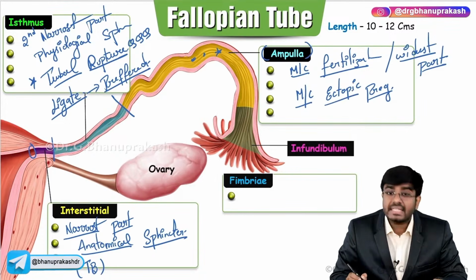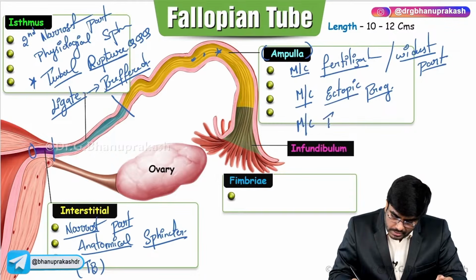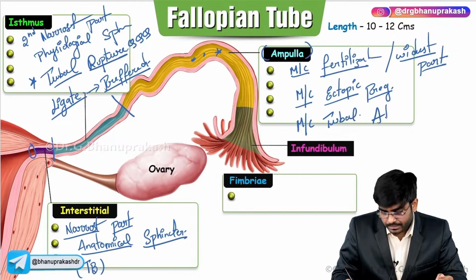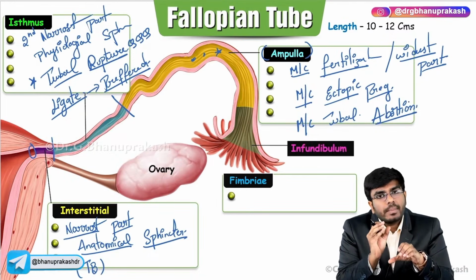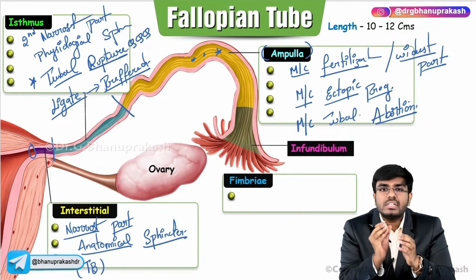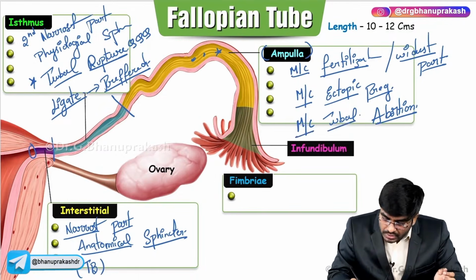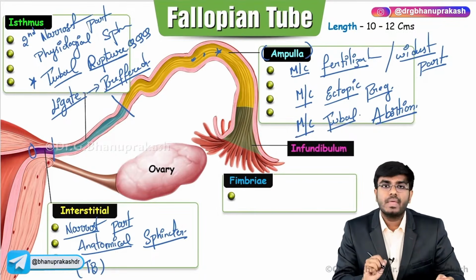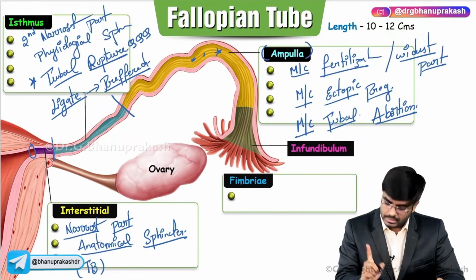Now the last important point regarding ectopic pregnancy is the most common site for tubal abortion. See, if I am talking about the fate of ectopic pregnancy, there is this tubal ectopic. Either this ectopic pregnancy can undergo rupture, that will happen in the isthmus, or this tubal ectopic simply undergoes abortion, simply it's resolved. So the most common site for tubal abortion is the ampulla, and the most common site for tubal rupture is the isthmus. Okay, these points need to be kept in mind.